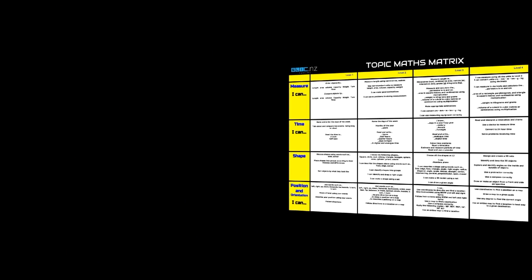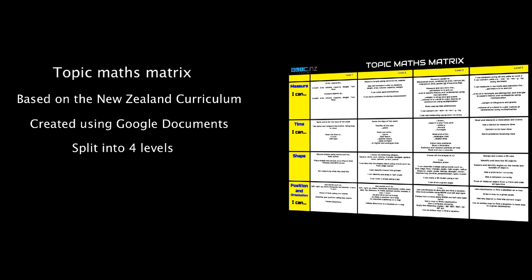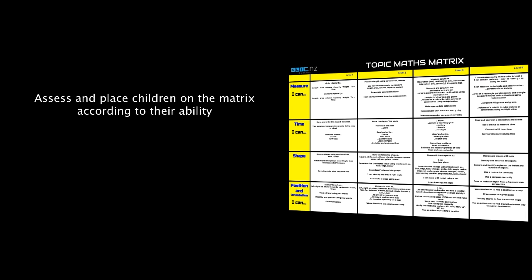This is a topic maths matrix based on the New Zealand curriculum. It has been created in Google Docs and split into the 4 levels of the curriculum. However, you could put it into stages or groups if you don't like the children working in levels. The children will need to be placed on the matrix according to their ability and beginning of year assessment.